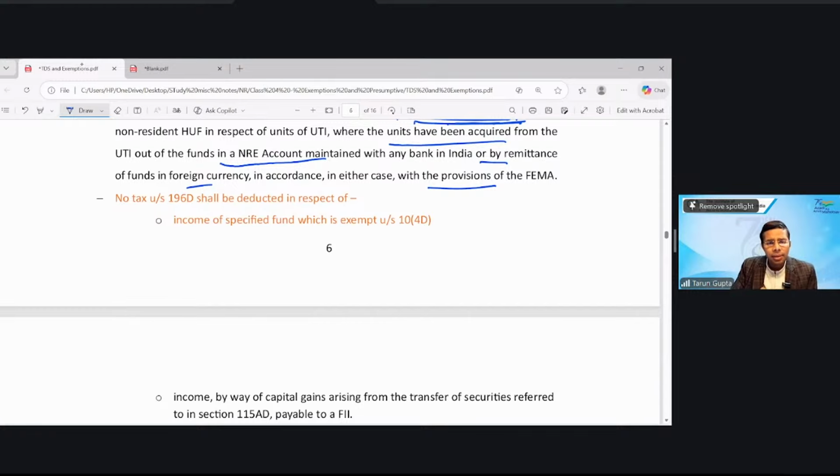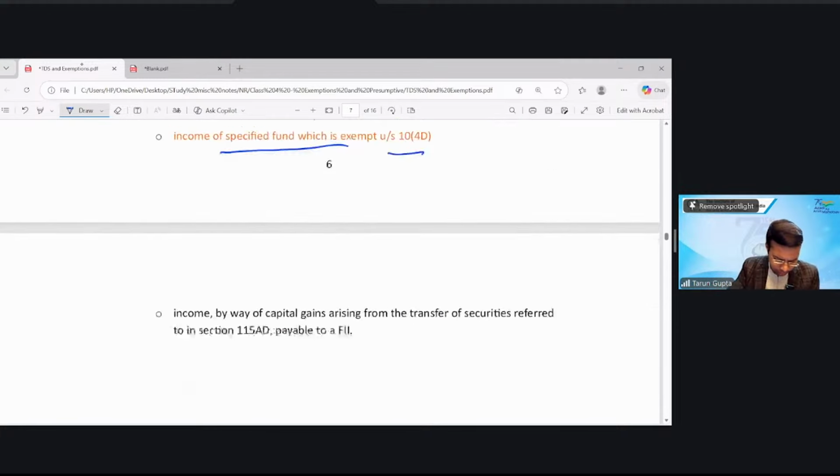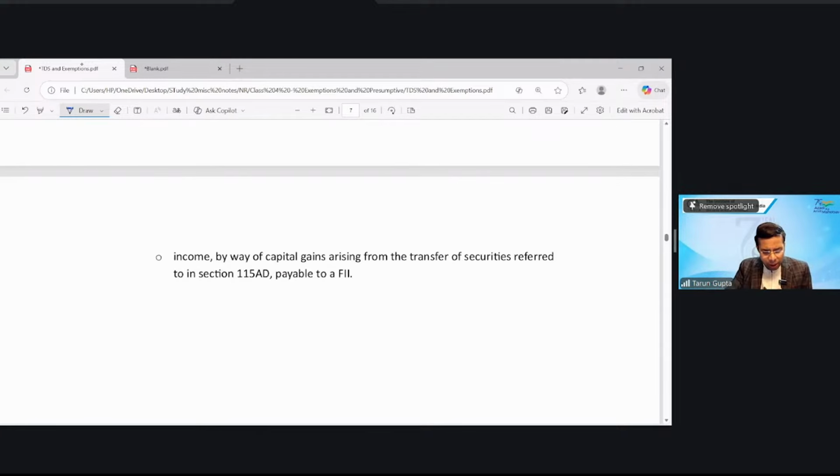Similarly, 196D says that no tax shall be deducted in respect of income of a specified fund. Why? Because such income is exempt under section 10(4D). Who is a specified fund? We will discuss after the break. And income by way of capital gain arising from a transfer of securities referred to in section 115AD payable to FII. Why? Because this income is again not taxable. Okay.